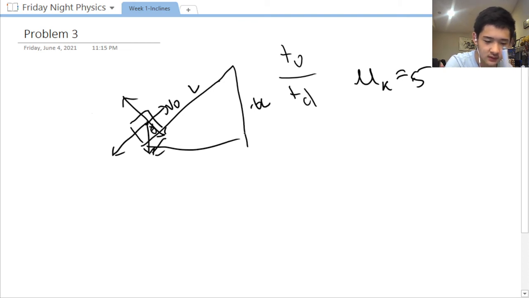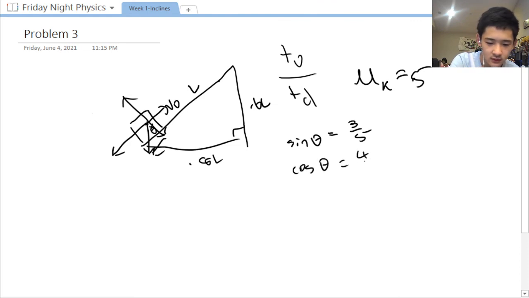And we have this is theta, and we know that sine of theta is going to be equal to 3 over 5. Since just Pythagorean equation, the side is 0.8 L, and we know that cosine of theta will be equal to 4 over 5. And so using this, we can find that the net force on the block at the bottom is going to be negative mg, so the acceleration is negative g.